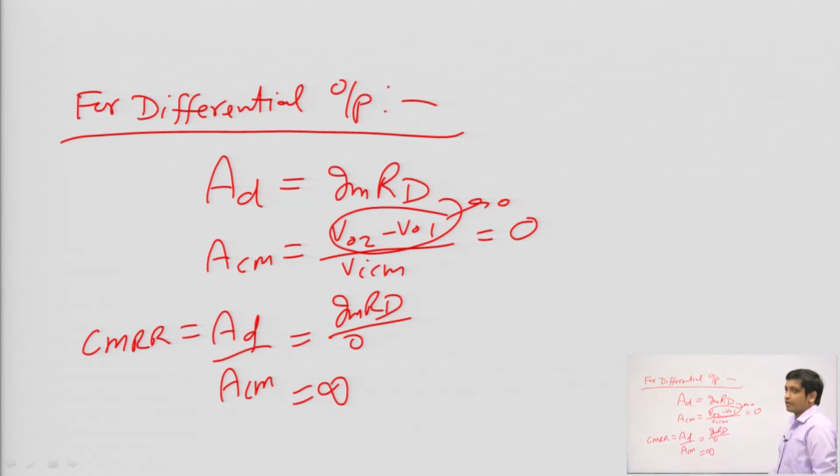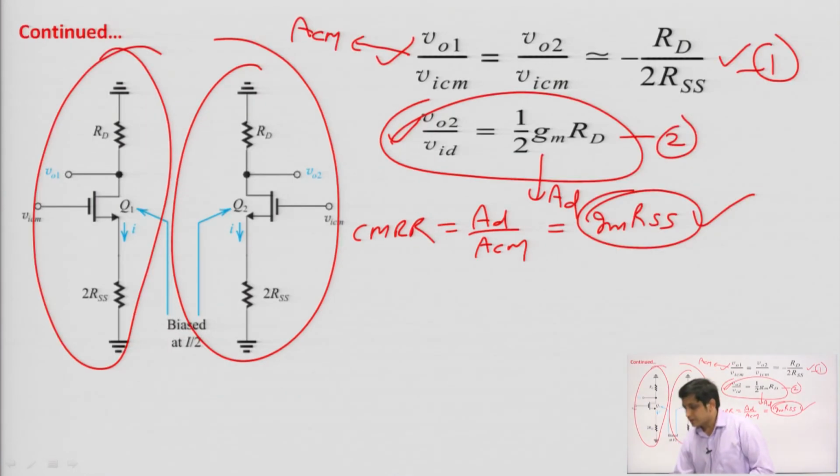So, when we take differential output, CMRR is infinite, of course for the ideal case, but practically it will be very high. We want the CMRR to be high. If CMRR is high, it means that the common mode signal is getting rejected in a better way. That is a good thing. So, for differential output, the differential gain is higher and CMRR is higher, but for single ended output, the CMRR is GM into RSS.